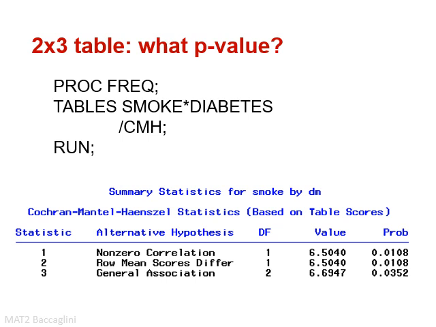After you run SAS, you will see this type of result. So now you have 3 different options. You have non-zero correlation, raw mean score differ, or general association. In this case, we used table scores, which is the default, and you can see there is nothing written here because we're using the default. So which p-value should we use?